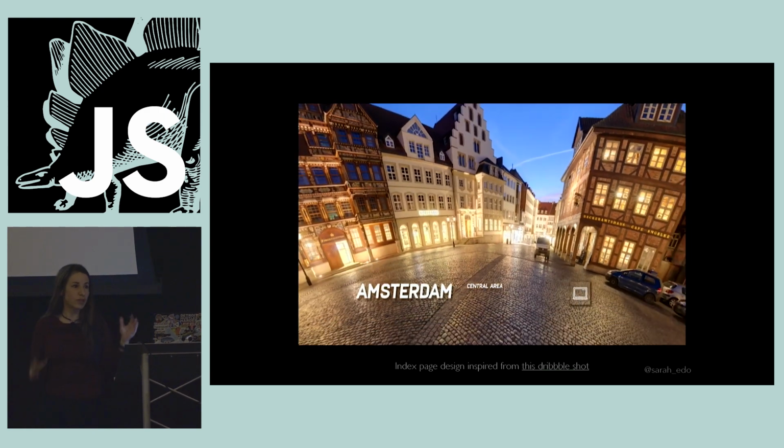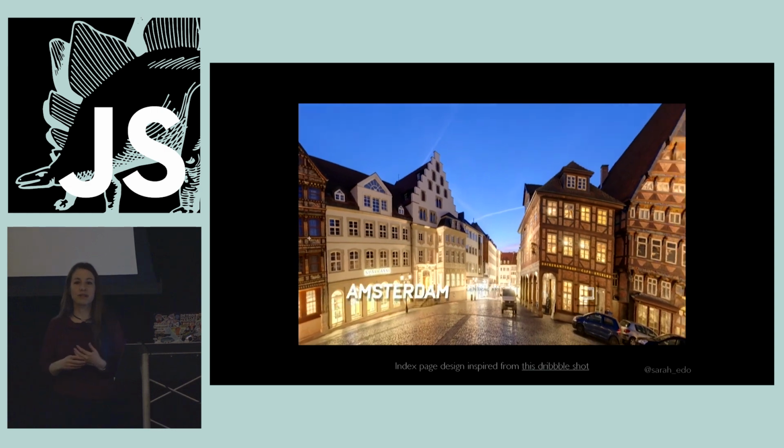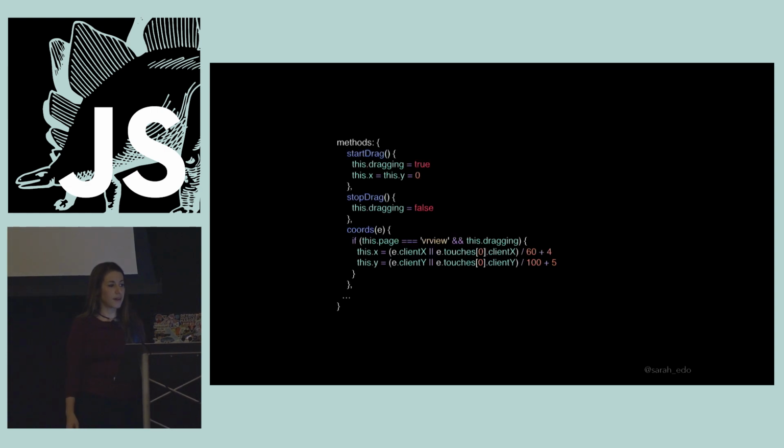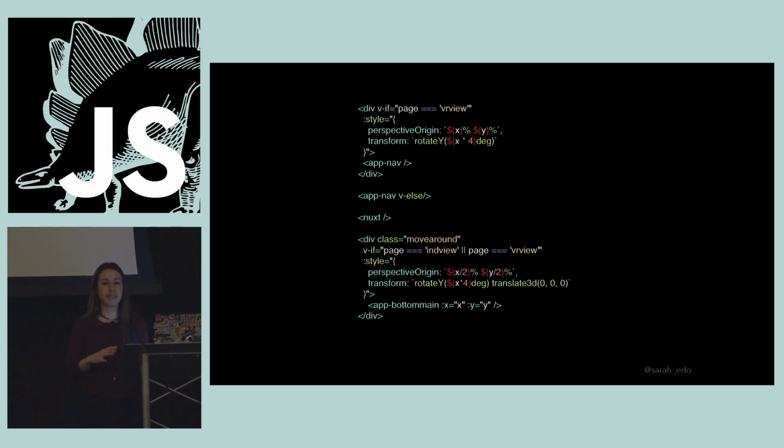So you're looking at the whole scene. You get a better sense of what it would be to travel to Amsterdam. On the page itself, we capture the coordinates of the mouse as it moves, and then we'll update some transforms as well as perspective origin on those DOM elements.